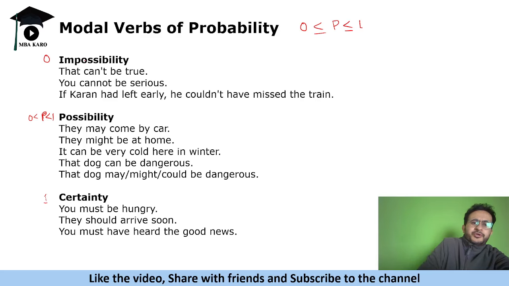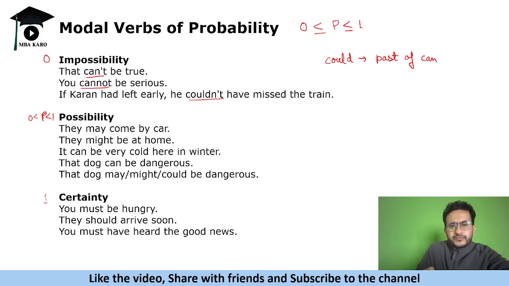So impossibility will have cannot, can't. I mean, in the short form, you write can't or cannot. He couldn't. Now, couldn't is basically used for past. Could is the past of can. So impossibility means that something did not happen in the past or cannot happen in the present or future. Like, you cannot be serious. They can't be true. So that is impossibility where you say that this is not at all possible. So zero possibility.